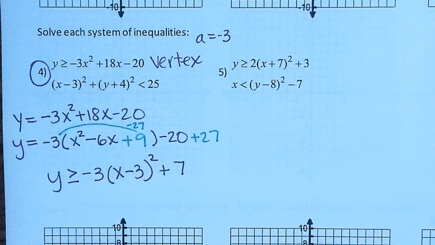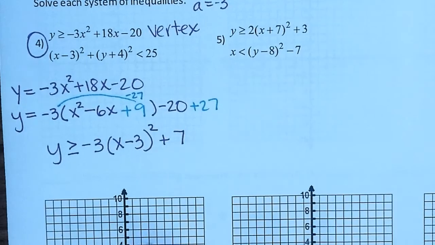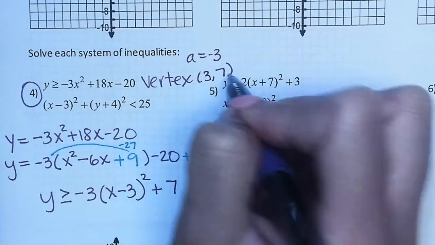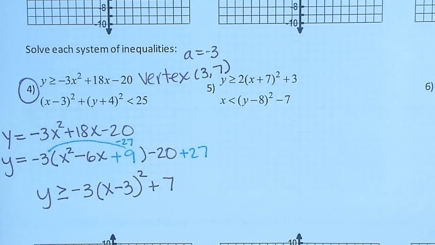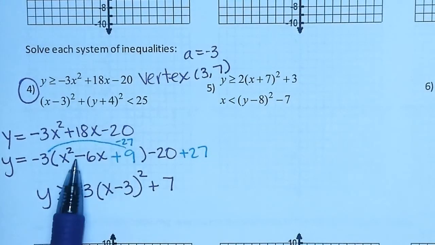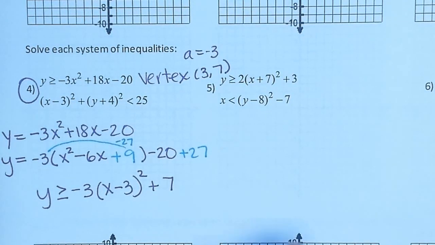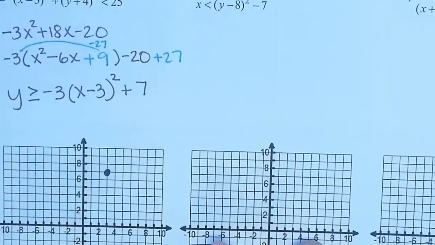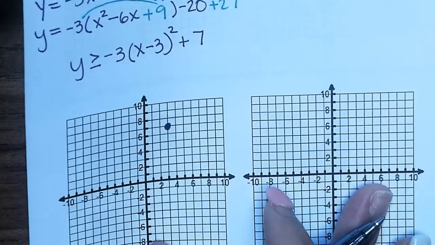So now that I have the parabola in vertex form, I can graph it. Now I know the vertex is 3, 7. No, wait, what? It's negative 3, 7? Oh wait, never mind. It's 3, right? Because it was x squared minus 6x. Okay, so let's graph it. 3, 7. 1, 2, 3, 7. So there it is. 3, 7. I'm just kidding, you can't see that. Alright, so it's still a good video.